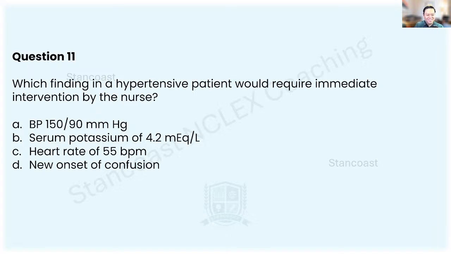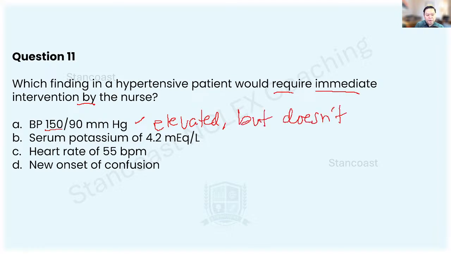All right. It said require immediate intervention. Do you think letter A is needing immediate intervention, 150/90? No. This is a very common high level blood pressure in most of the inpatients, okay? This is elevated, but it doesn't require immediate intervention.